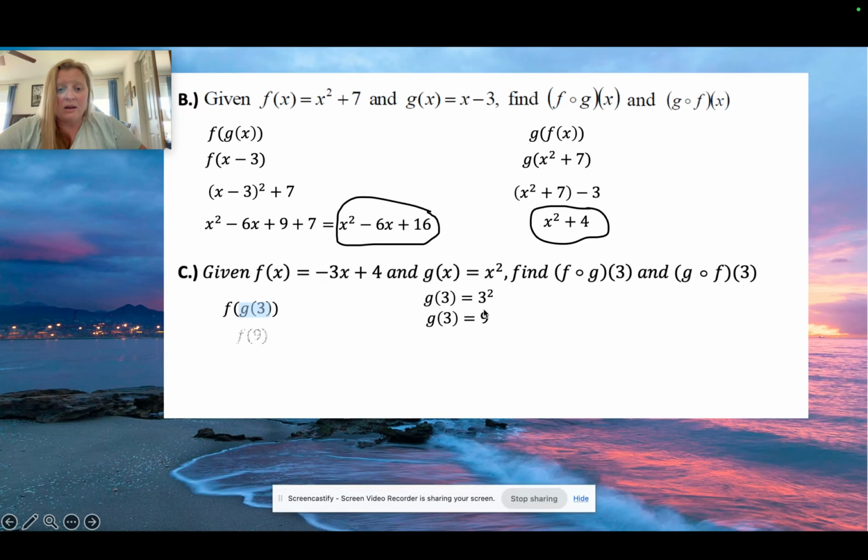So that 9 is going to go back in the formula. Instead of writing g of 3, I'm replacing it with that 9 that I got. Then I'm going to take this 9 and put it in for x in the f formula. When I consolidate that, I get negative 23.